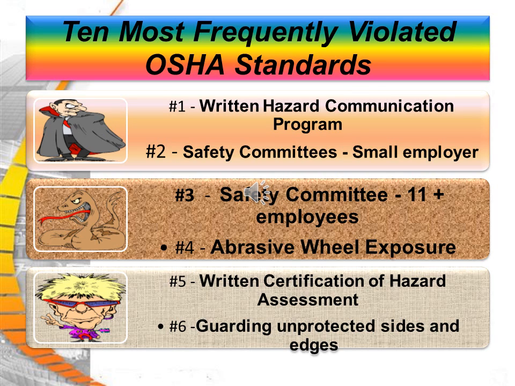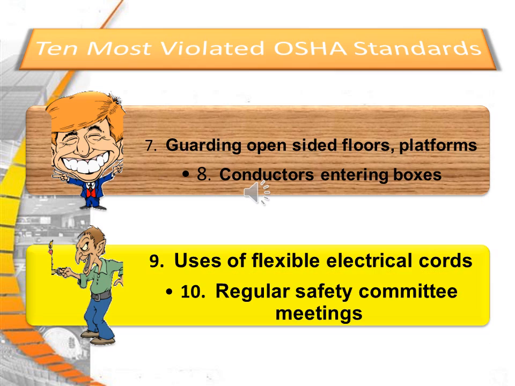Number 6 is guarding unprotected sides and edges. Number 7 is guarding open-sided floors and platforms. Number 8 is conductors entering boxes. Number 9 is uses of flexible electrical cords. And number 10 is regular safety committee meetings.